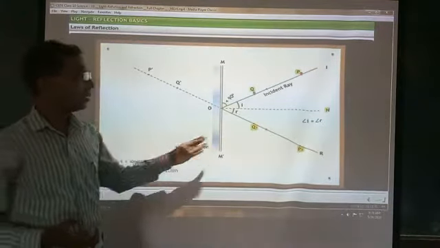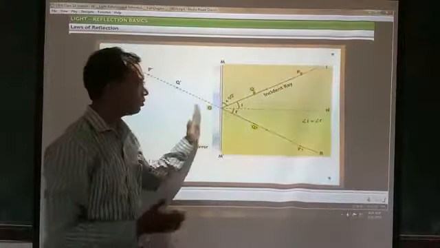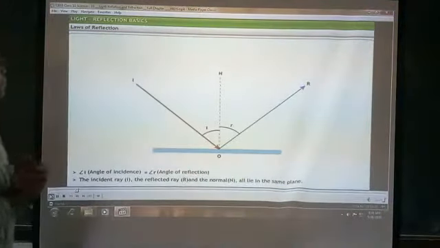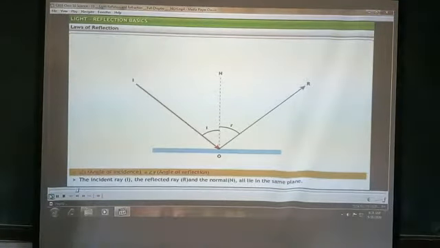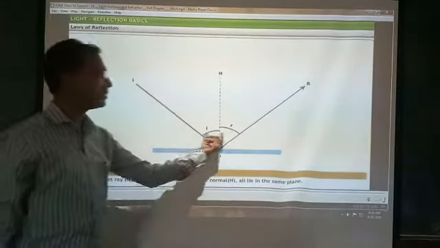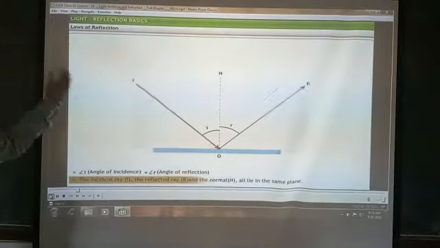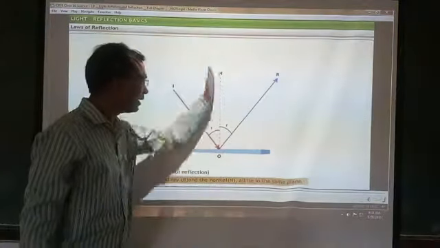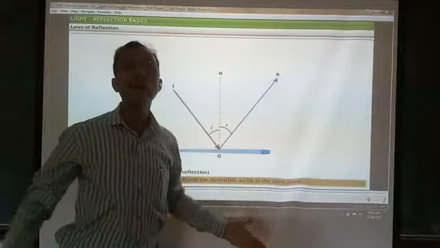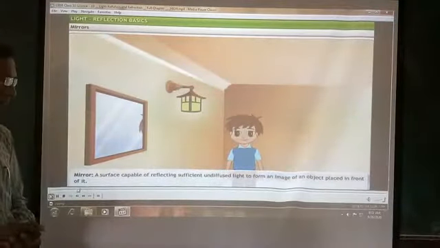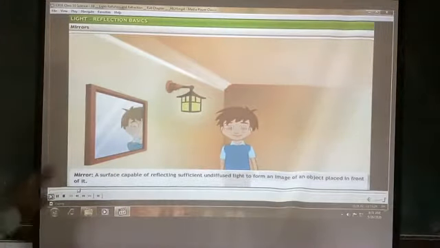So here the points P and Q, all these are in the same plane. So we verify that the angle of incidence is equal to the angle of reflection, which is the first law of reflection. Second, the incident ray, reflected ray and normal all lie in the same plane. So these are the laws of reflection.